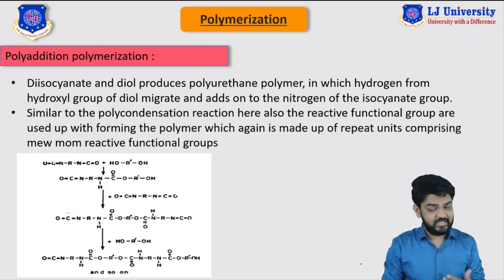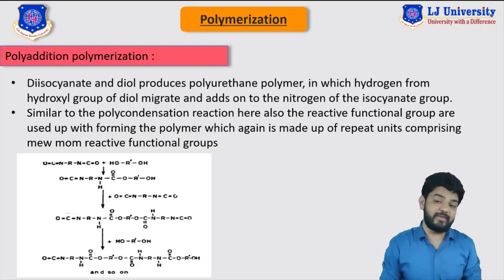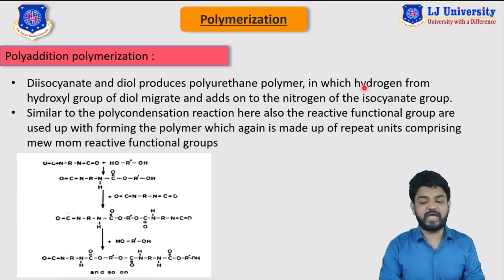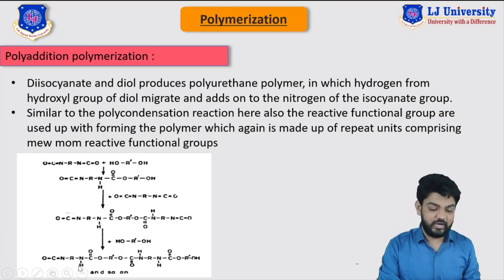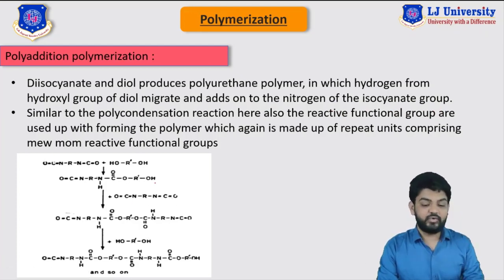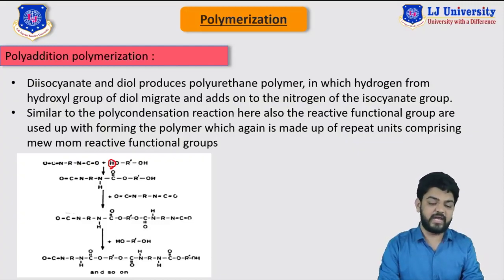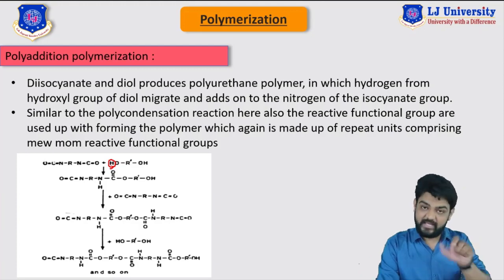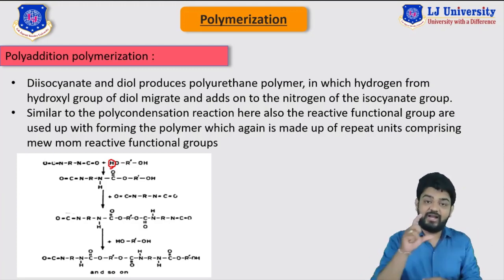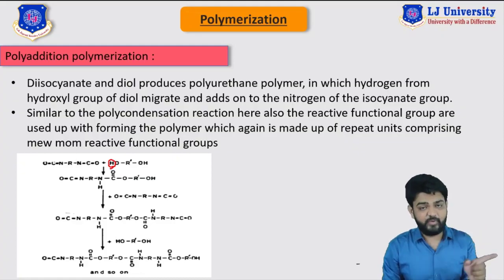So now let's understand the actual mechanism behind this polyaddition polymerization technique with the help of this particular example, in which hydrogen from the hydroxyl group of the diol migrates and adds to the nitrogen of this isocyanide group. You can see here, now let me just take a pen. You can see here this hydrogen from the diol, right? This particular hydrogen, from either of the two hydroxyl groups. You can see here we are taking this hydrogen. This hydrogen will now migrate, as we have seen in the styrene example, and add to the cyanide group of another monomer.